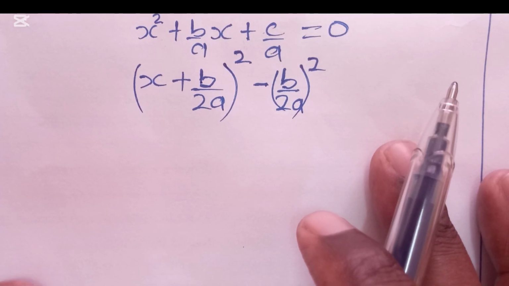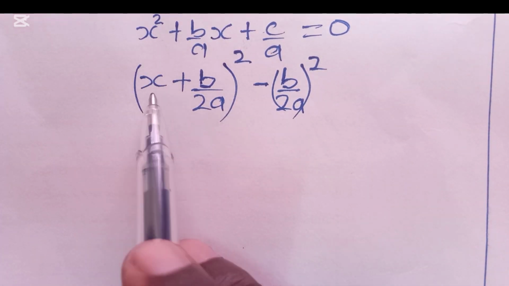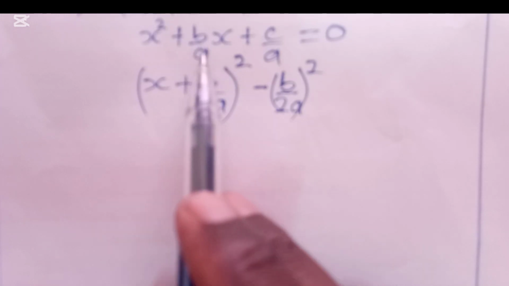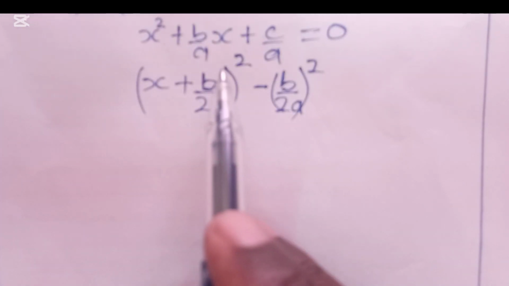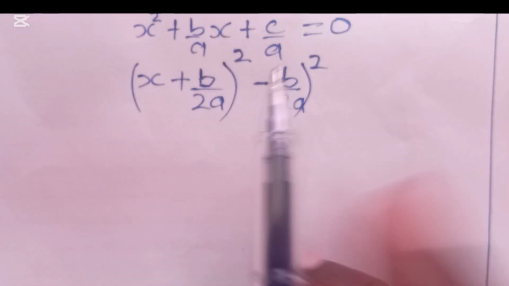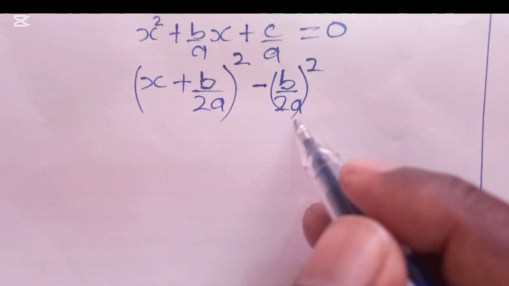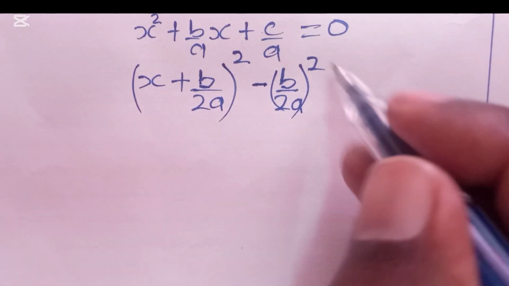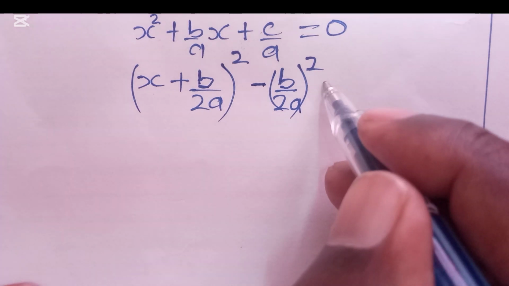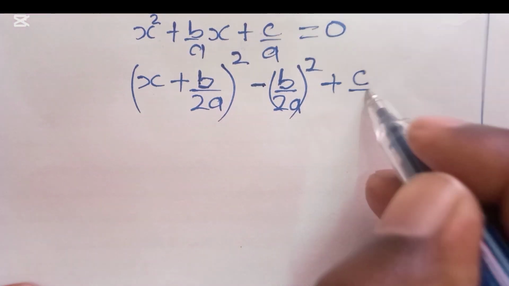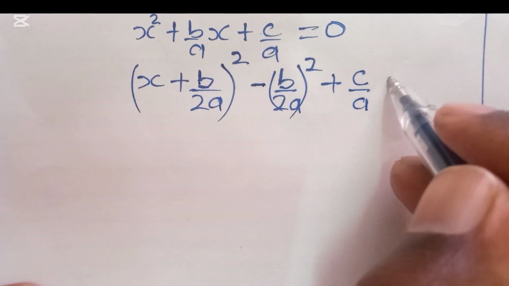Dividing by a throughout, we write x squared, and then we find half of b over a, which is b all over 2a, and we square that, minus b squared all over 2a squared, plus c all over a is equal to 0.